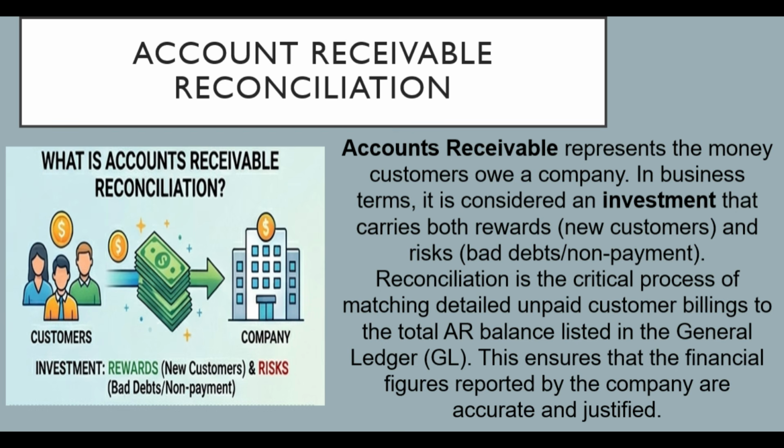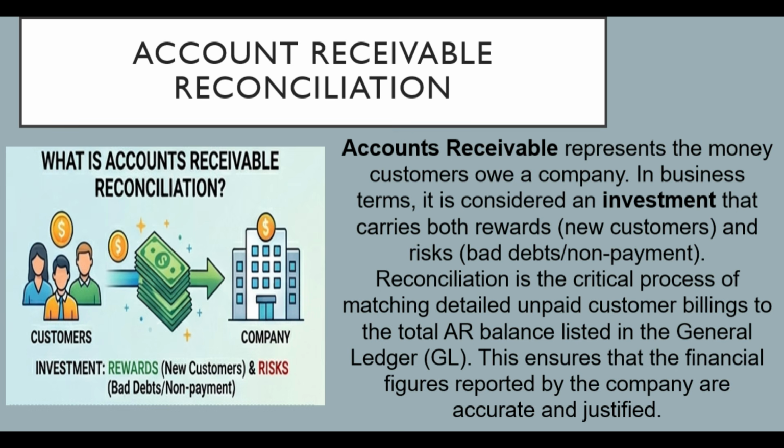What is reconciliation? It is the process of matching two different lists to make sure they say the same thing. List A detailed every single unpaid bill from every individual customer. List B, the big total, is the total amount of money owed written in the company's main record book called the general ledger. Why does it matter?